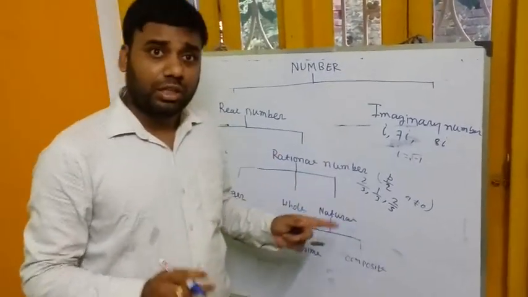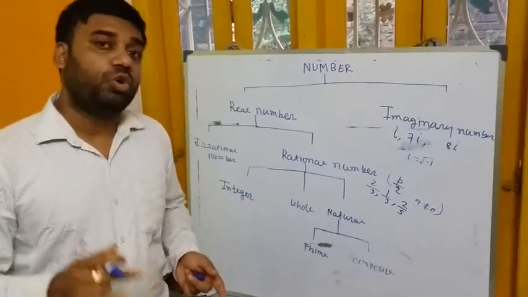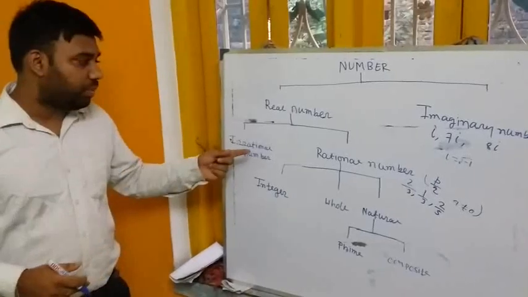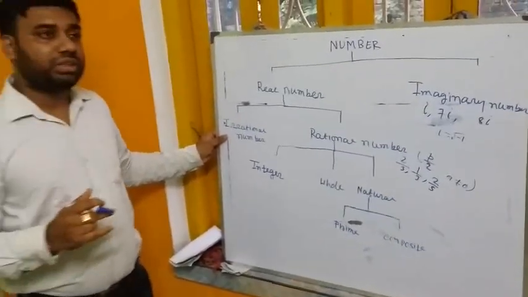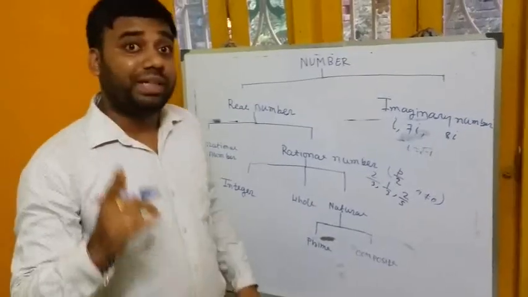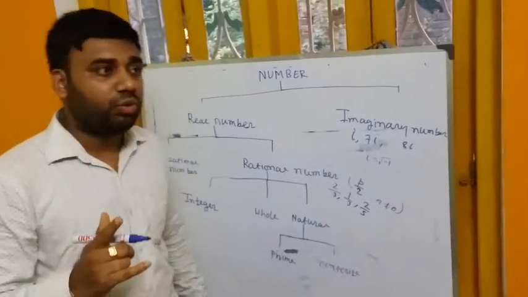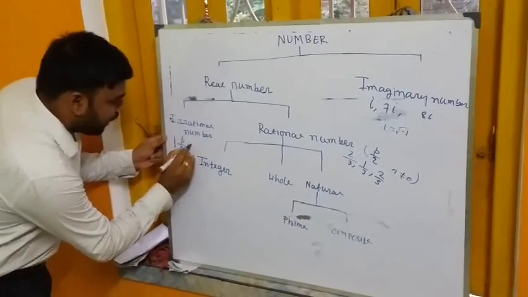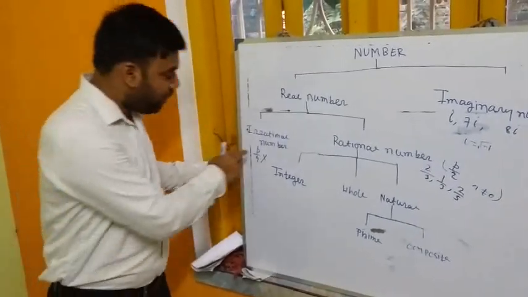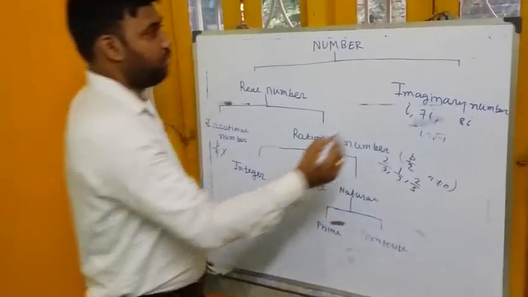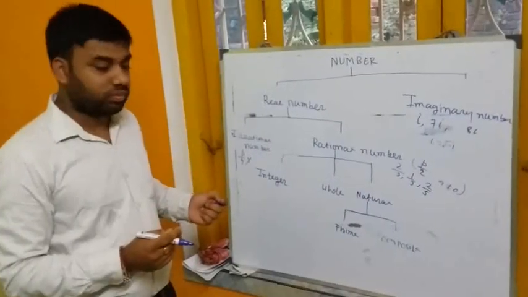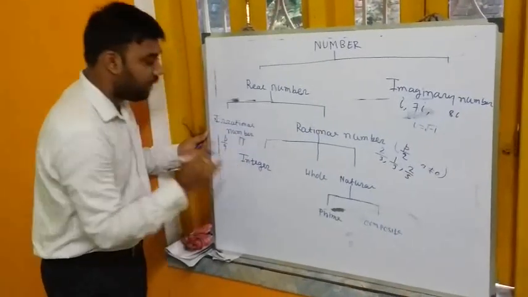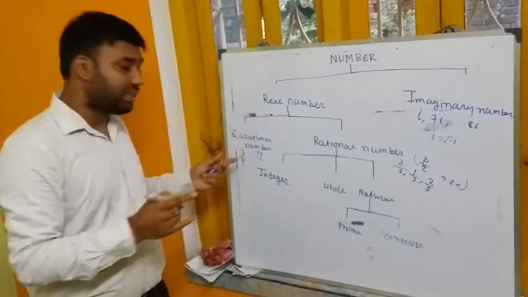So rational number definition: those numbers which can be expressed as p by q, where p, q are integers and q not equal to 0. The other part of the numbers is irrational number. Irrational number means those numbers which cannot be expressed in p by q form, where p, q are integers and q not equal to 0. For an example, pi. Pi is an irrational number. We will discuss further on irrational numbers later.